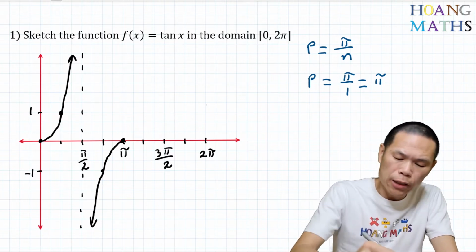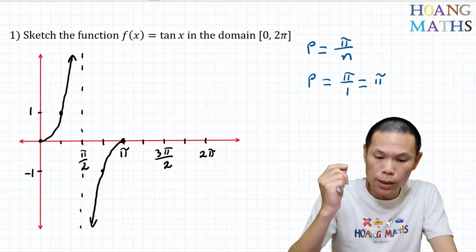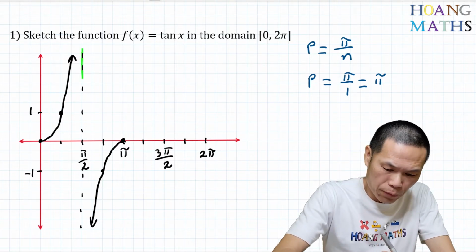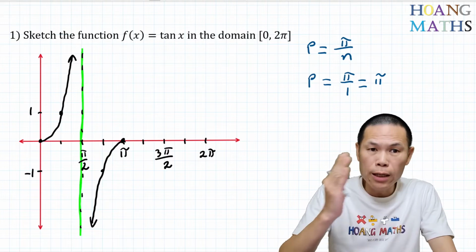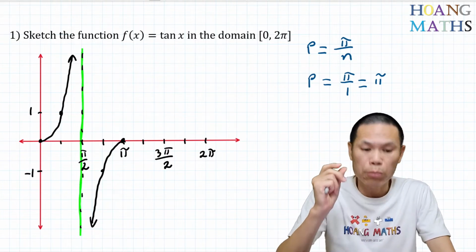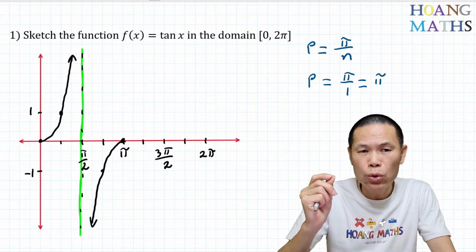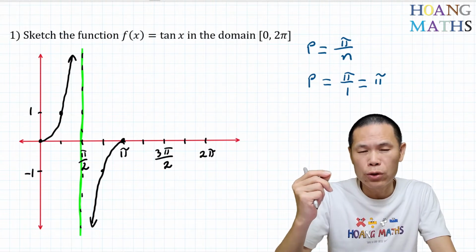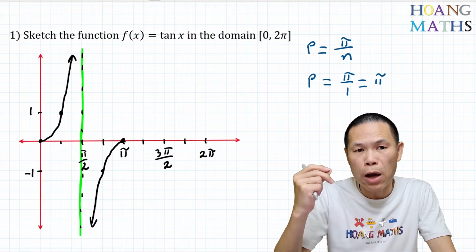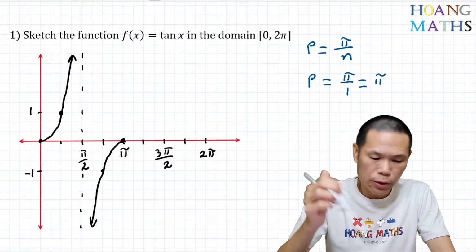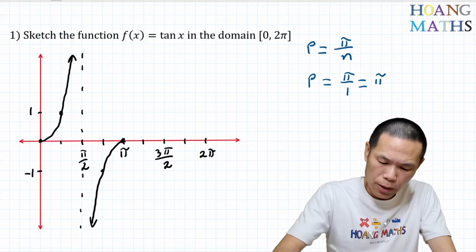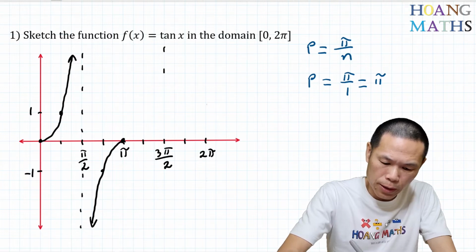There you go. And don't forget, because one period is pi, we have pi over 2 here, and the next asymptote is pi plus that, because one period is pi. So pi plus pi over 2, it's just like 1 plus 1 over 2, so 3 over 2. That is 3 pi over 2. So we just draw the next asymptote first. So 3 pi over 2 is here.